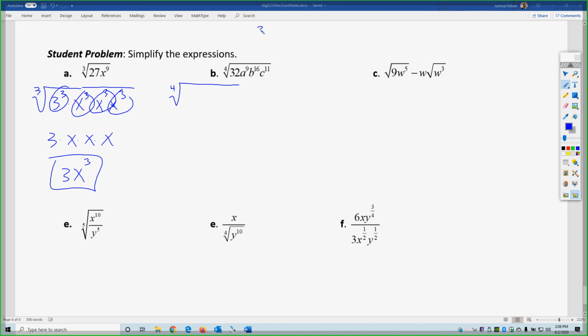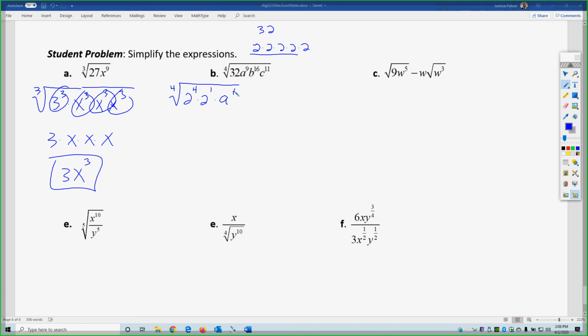32 is, let's see, 1, 2, 3, 4, 5, I think. Let me just think here for a second. That's 2, 4, 8, 16, 32. So that's 5 of them. So we have 2 to the 4th and 2 to the 1 for the 32.